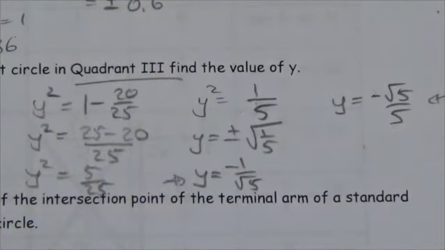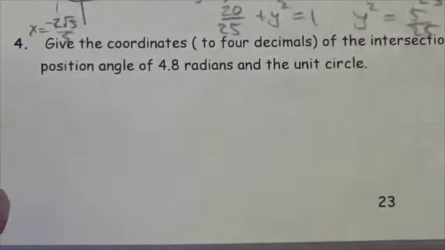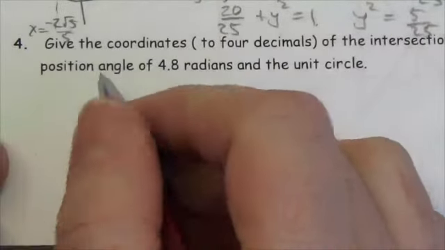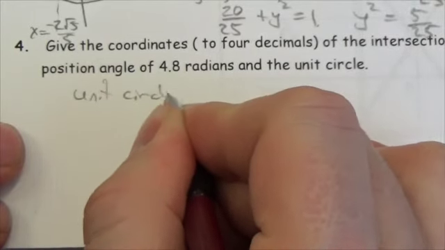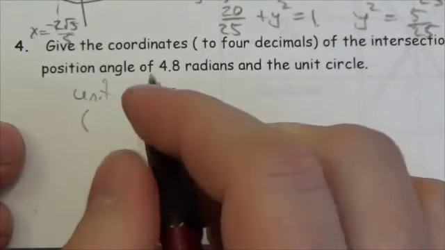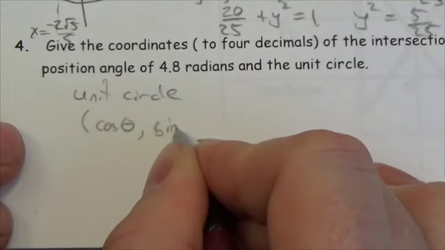Give the coordinates to 4 decimal places, of the intersection point of the terminal arm of a standard position angle of 4.8 radians and the unit circle. So this question, although it's kind of wordy here, really boils down to a very simple idea. Remember that any point on the unit circle has the coordinates cosine of theta, sine of theta.